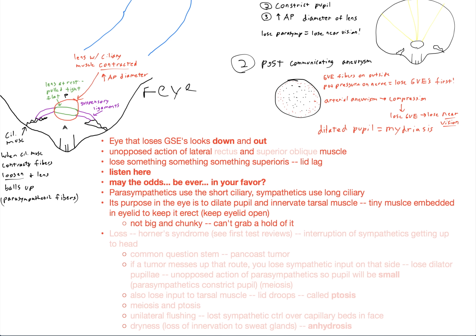So, let's talk about what it looks like when you lose it. We've already talked about this. We talked about it for the very first test that you ever took. It's called Horner syndrome. We talked about it for the first test, and we talked about it for thorax. So Horner syndrome is interruption of the sympathetics getting up to the head.